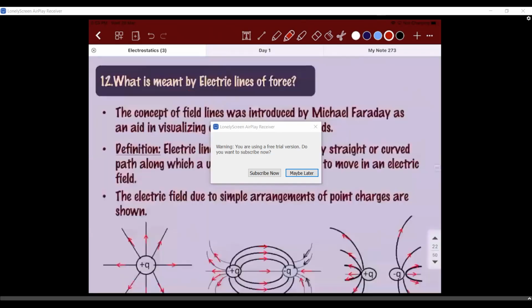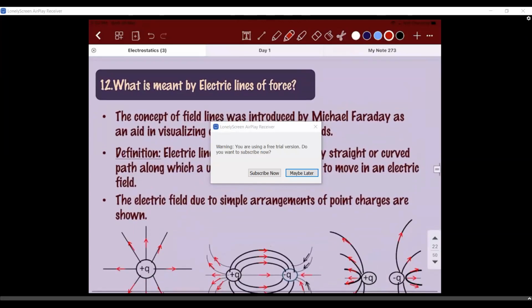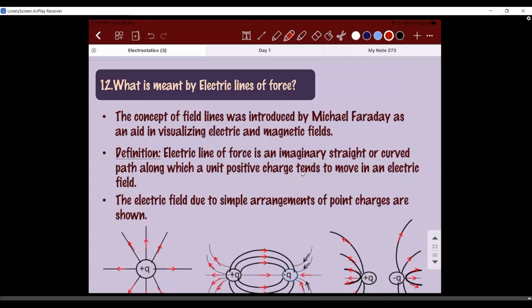Having said this, now our job is to calculate a next parameter called electric lines of force. This is the last topic for the day.